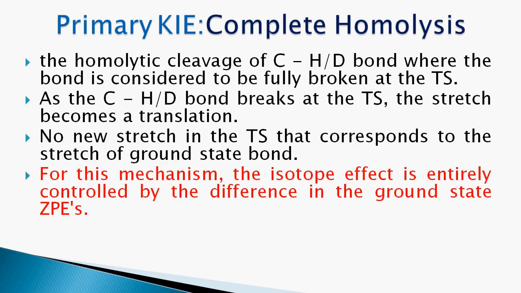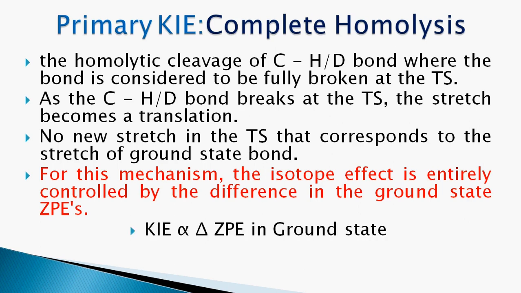And in such a case, KIE is entirely controlled by the difference in the zero point energies in the ground state, or in other words, KIE is proportional to the difference in zero point energy in the ground state. That means the difference in zero point energies of the CH and CD bond. Let us understand it with the help of a reaction coordinate diagram.